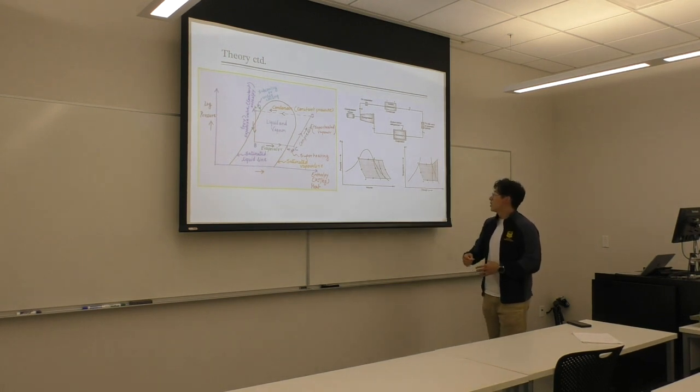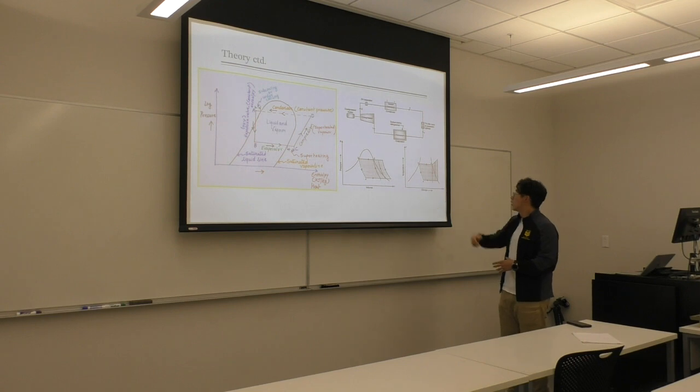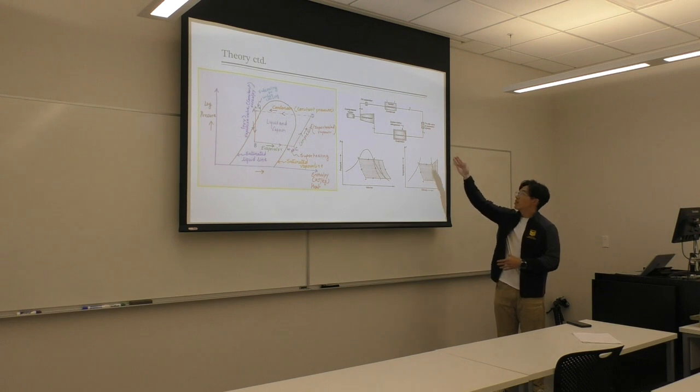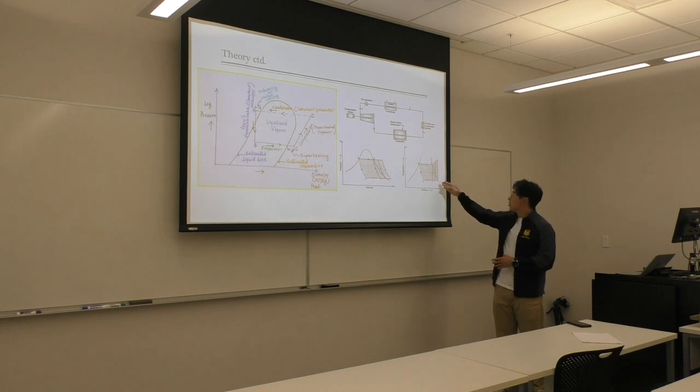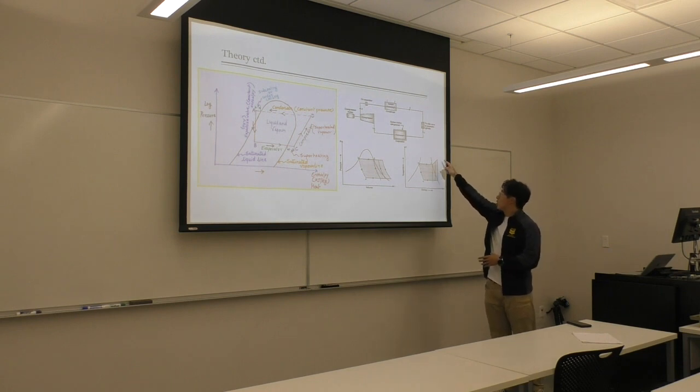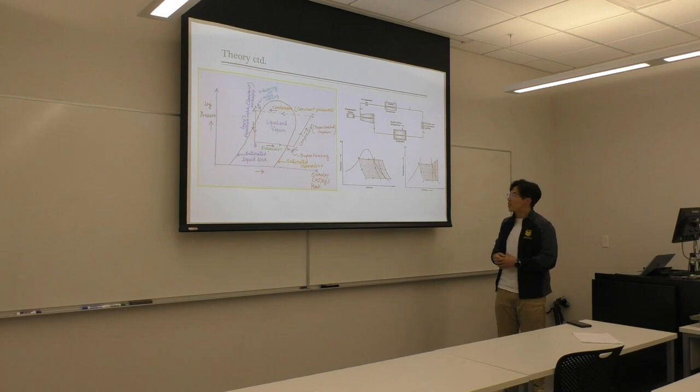We also have the PV diagram and the temperature-entropy diagram here, and this is a schematic of the refrigeration cycle. This is for an ideal system. If it were a real system, the entropy would increase after each compression and expansion.